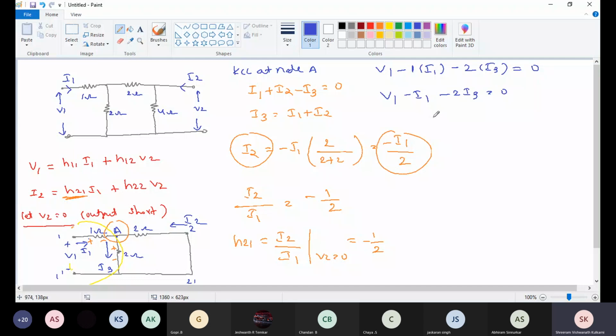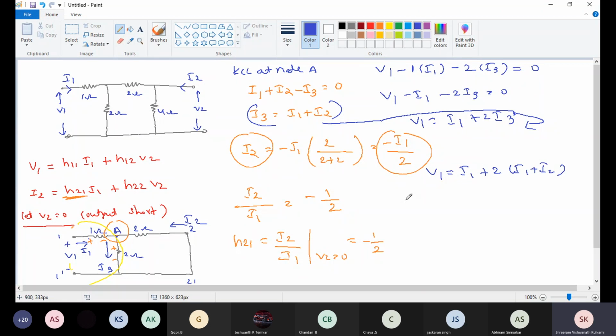2I3 is equal to 0. That is V1 equal to I1 plus 2I3, where we know I3 is equal to I1 plus I2. From this, I will substitute in I3. Then I am going to write V1 equal to I1 plus 2(I1 plus I2). V1 equals I1 plus 2I1 plus 2I2. That is V1 equal to 3I1 plus 2I2.